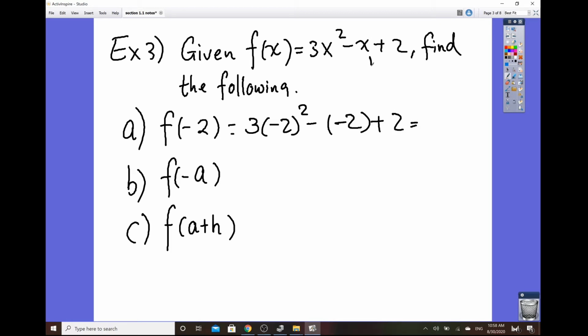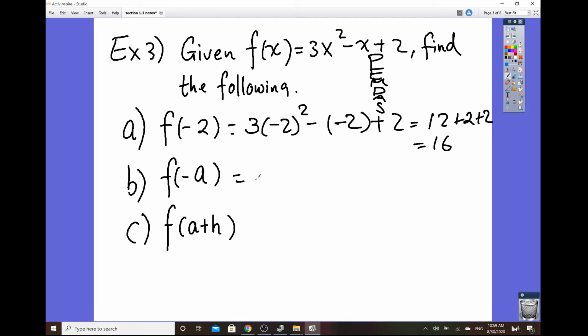Using the rule of PEMDAS, you can just evaluate all this. Start off with the exponent: -2 quantity squared, that'd be 4. 4 times 3, that'd be 12. Negative, negative turns out to be positive, so 12 plus 2, and then plus 2. So 12 plus 2 plus 2 would be 16.